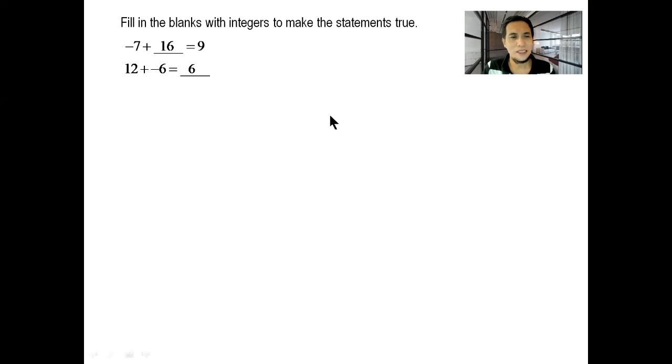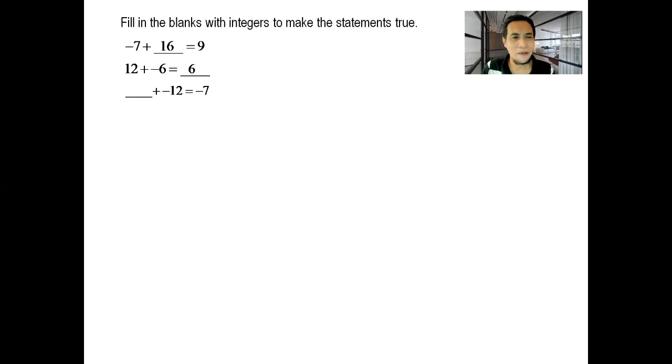Okay. Let's go to the next. Blank plus negative 12 is equal to negative 7. So what can we add to negative 12 so that the sum is equal to negative 7? Think of a number added to negative 12 that is equal to negative 7. Answer?